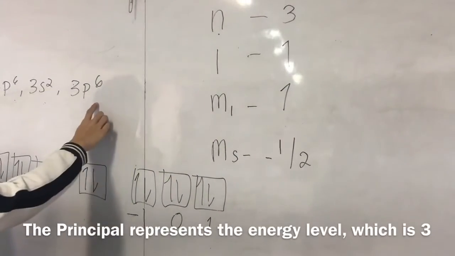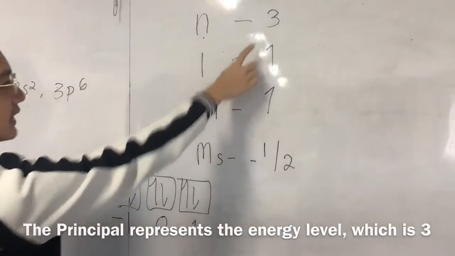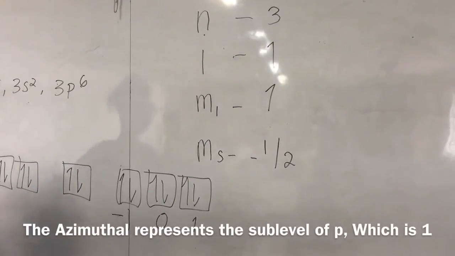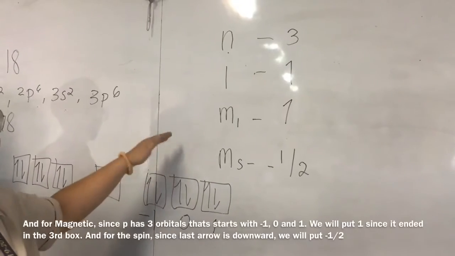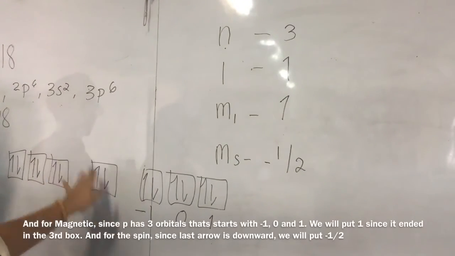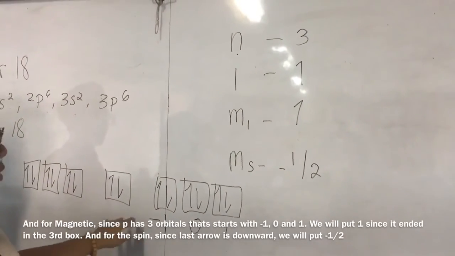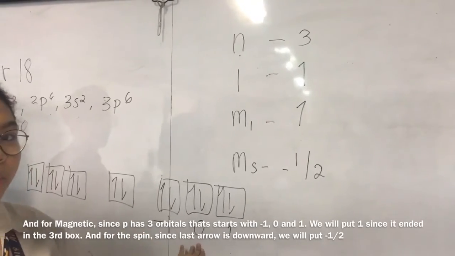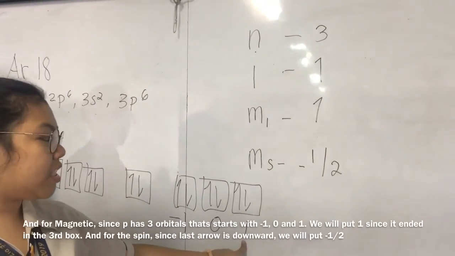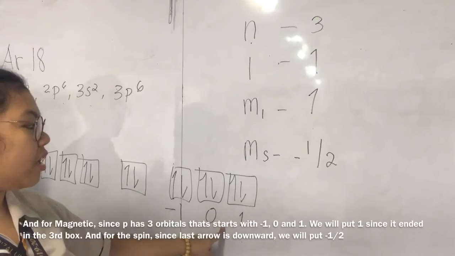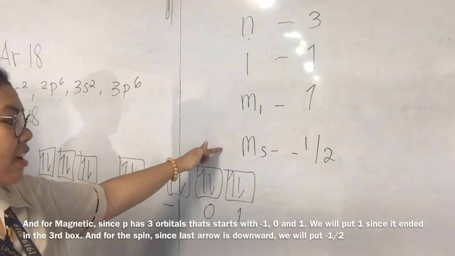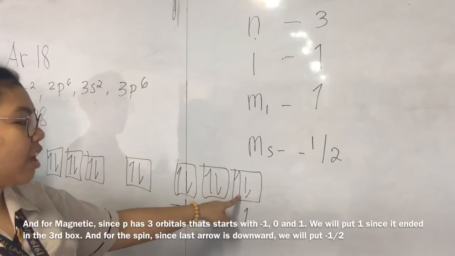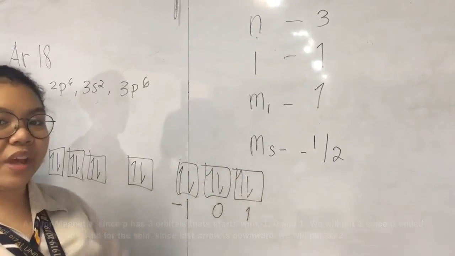The principal represents the energy level, which is 3. The azimuthal represents the sub-level of p, which is 1. And for the magnetic, since p has 3 orbitals that start with -1, 0, and 1, we will put 1 since it ended in the third box. And for the spin, since the last arrow is downward, we will put -1/2.